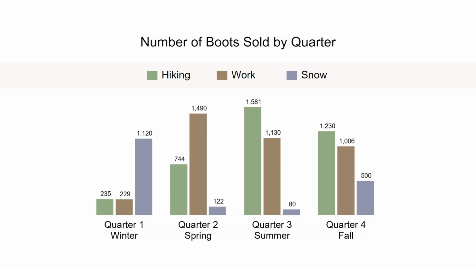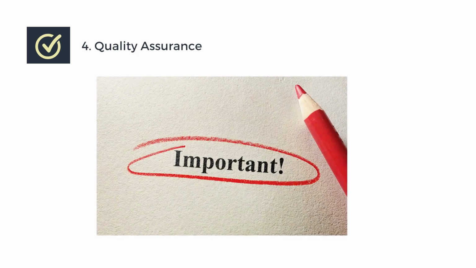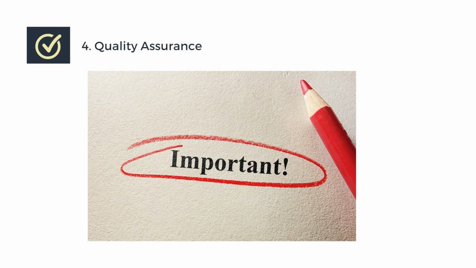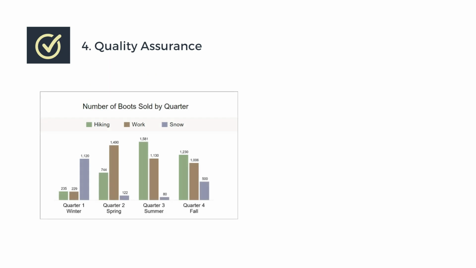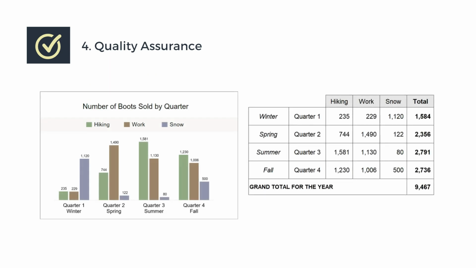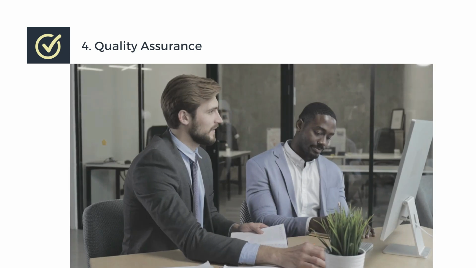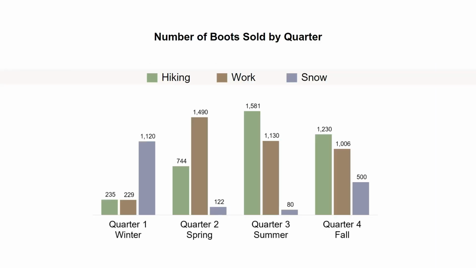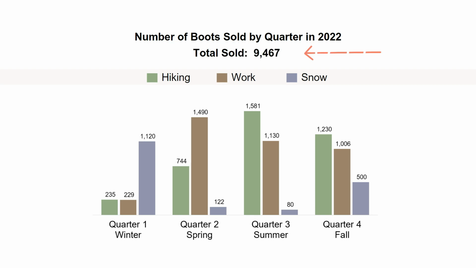Once we're happy with the chart, it's time to check it carefully, which brings us to phase 4, quality assurance. This is a very important step. You do not want to skimp on the QA. It usually involves comparing the chart to the original data source to make sure it's correct. Also, asking a colleague to review it and see if they find any errors or have changes to suggest. Some improvements that might be suggested for our chart is to make the title more descriptive by adding the year and the total number of boots sold. Our data visualization now looks fabulous.